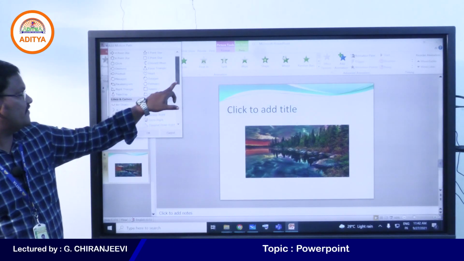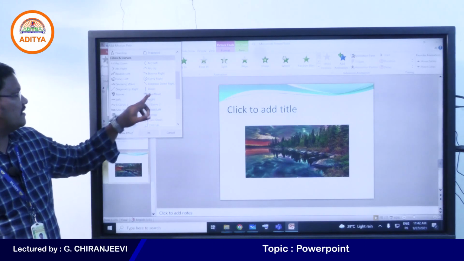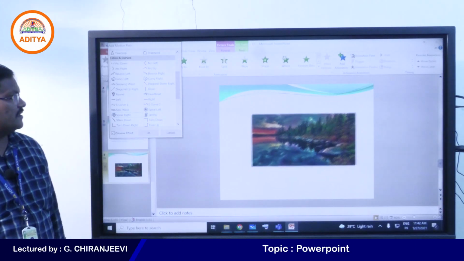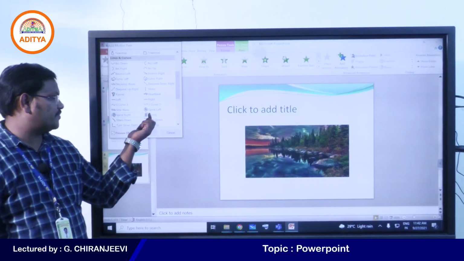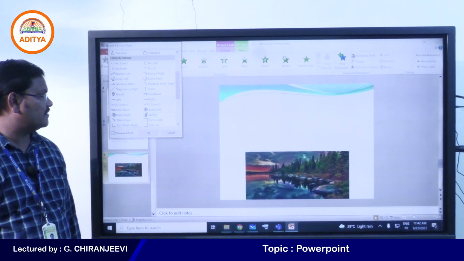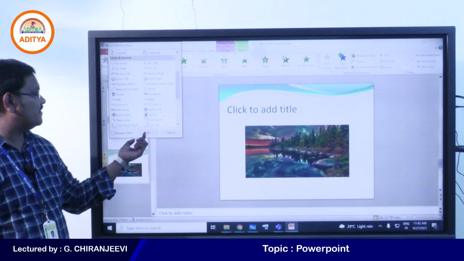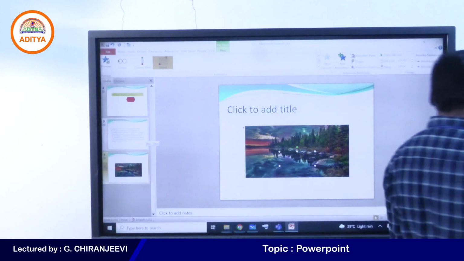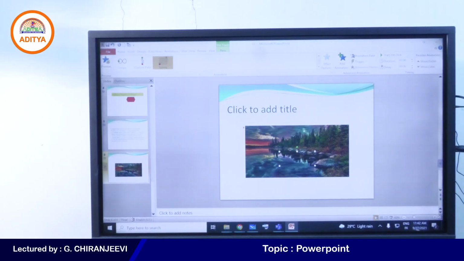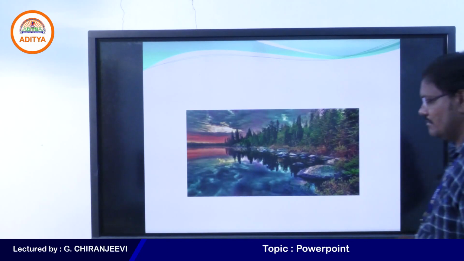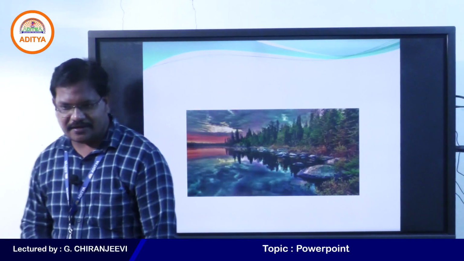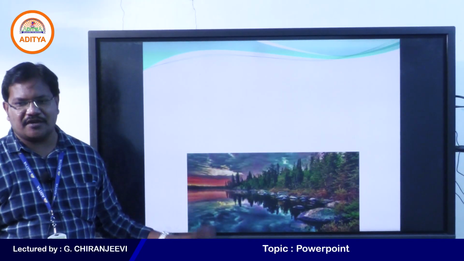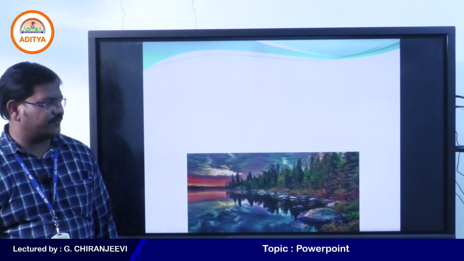So like that, different ones: heartbeat, spiral, spring. Okay, so let us see whether that is applied or not. Let's go to the slideshow. The slide appeared. See, this is the effect you have applied for this particular object.